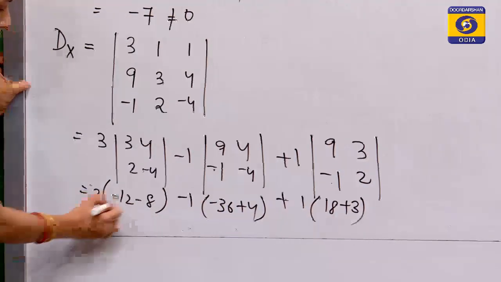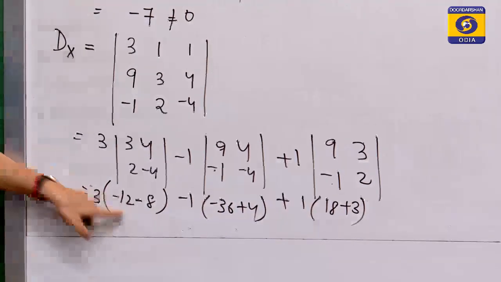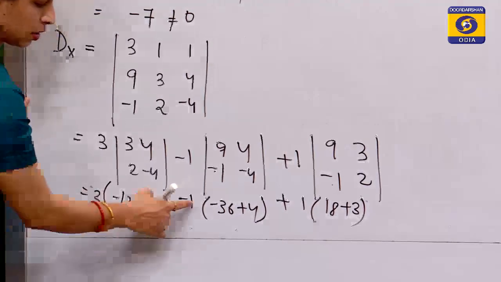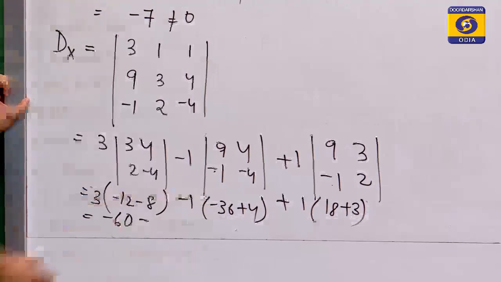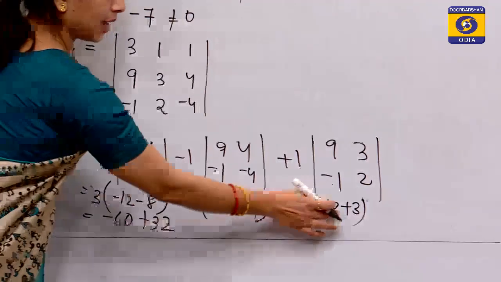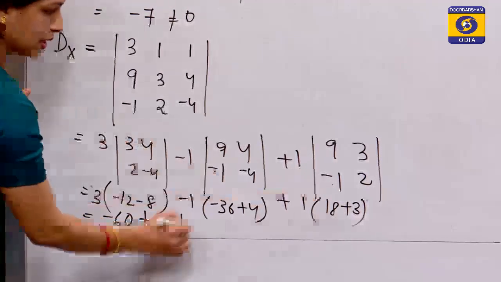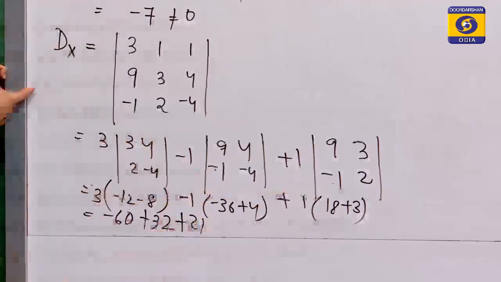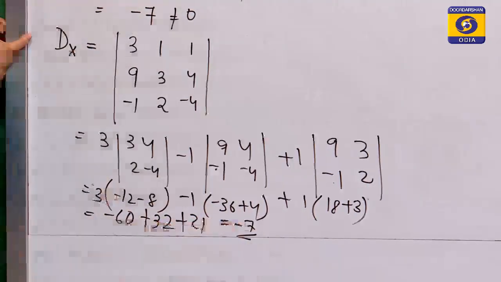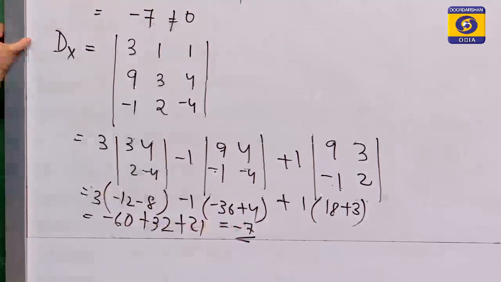So, here we get, this is 3 into minus 20, so minus 60 plus, this is minus 32 plus 32, and this is 18 plus 3, this is 21. So, the answer is again minus 7. So, dx value is also minus 7.